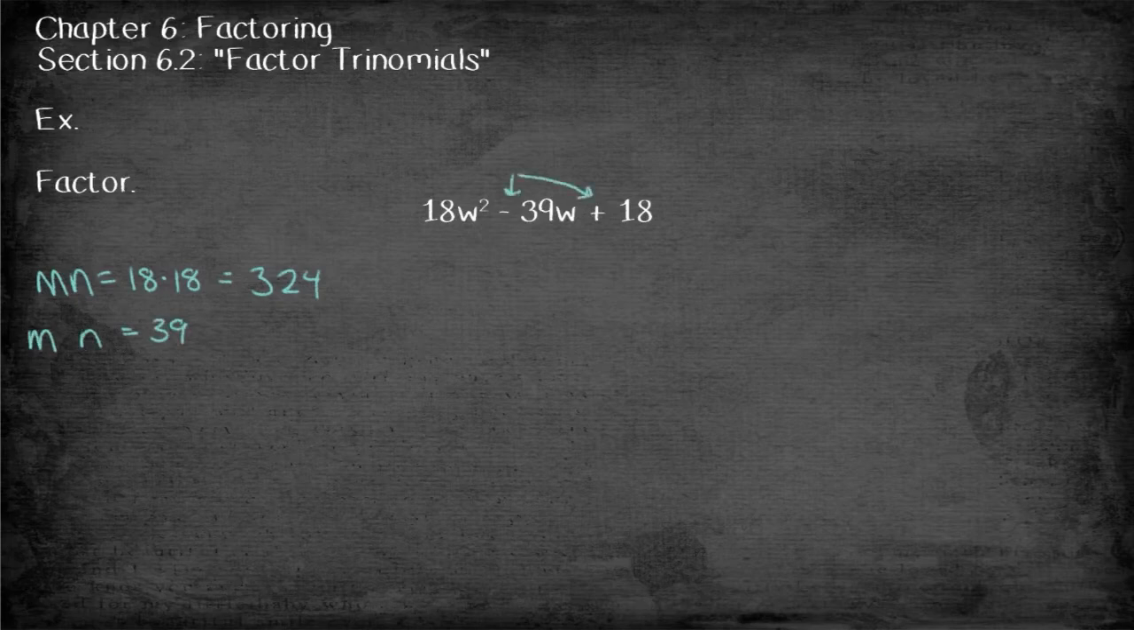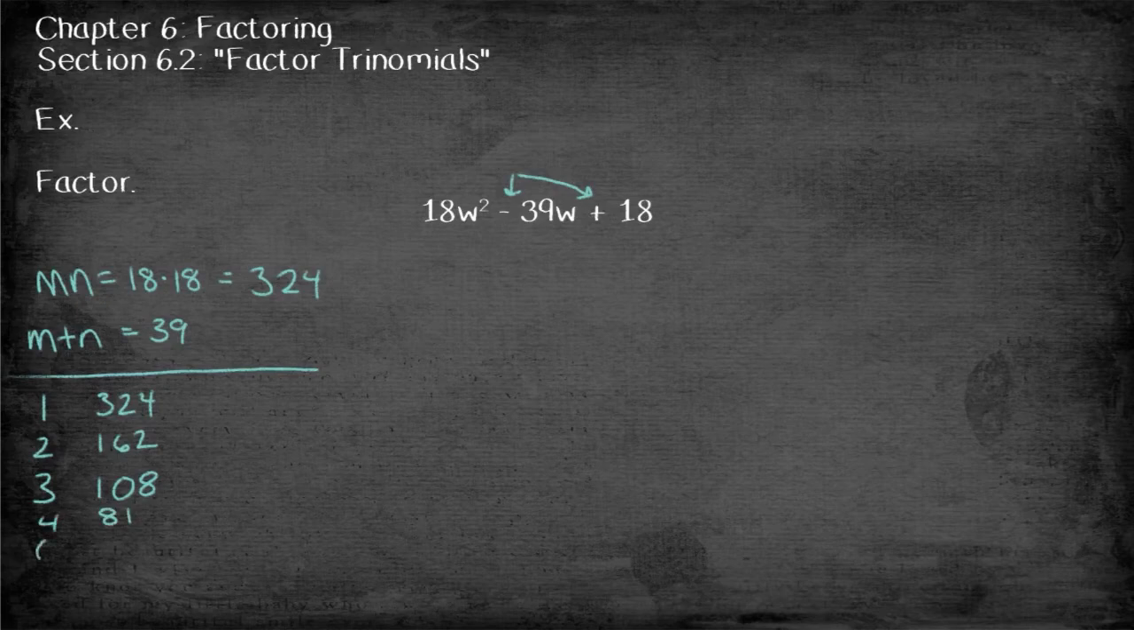And since I have a negative sign in the middle and a positive sign at the end, both of my numbers got to be negative. So I'll have m plus n equals negative 39. Okay, factors of 324. Oh, here we go. 12 and 27.